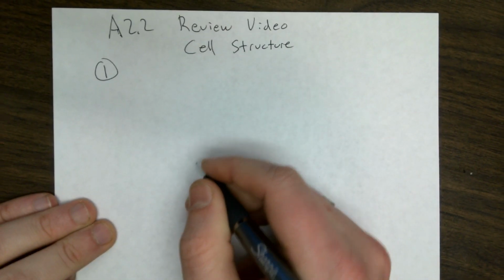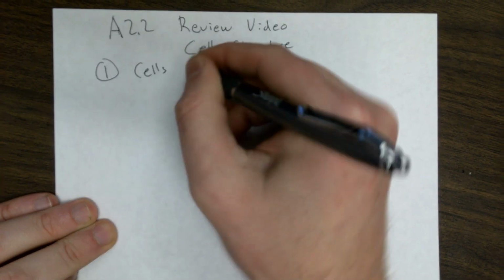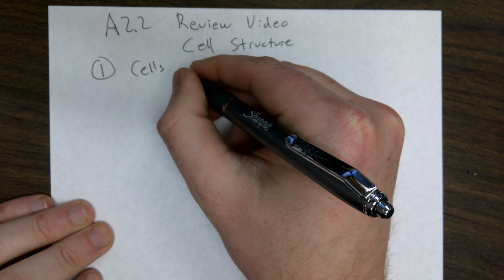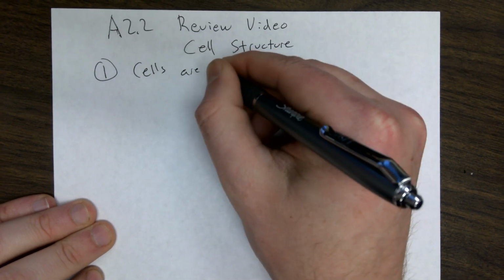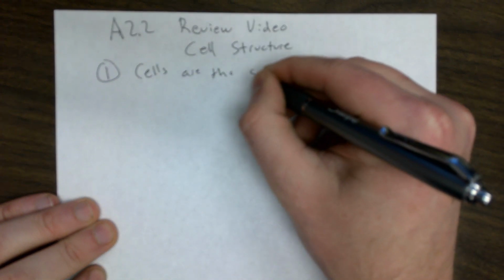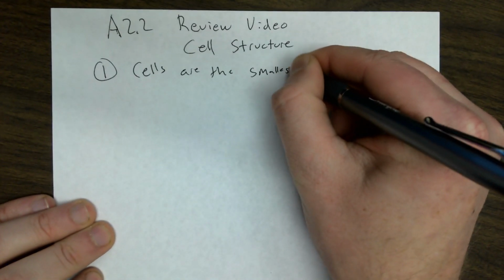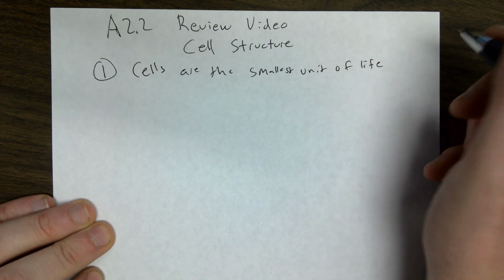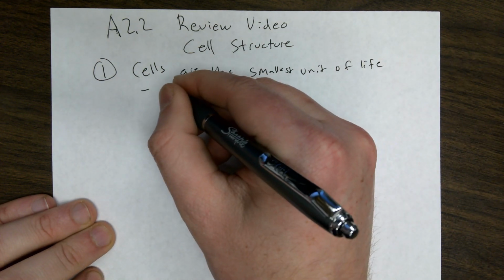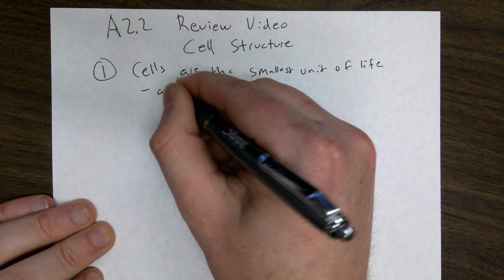Alright, so what did we learn about in cell structure? Standard one. Standard one says that cells are the basic structural unit of all living things. Another way of saying that is cells are the smallest unit of life. Therefore, all living things must be made of cells.